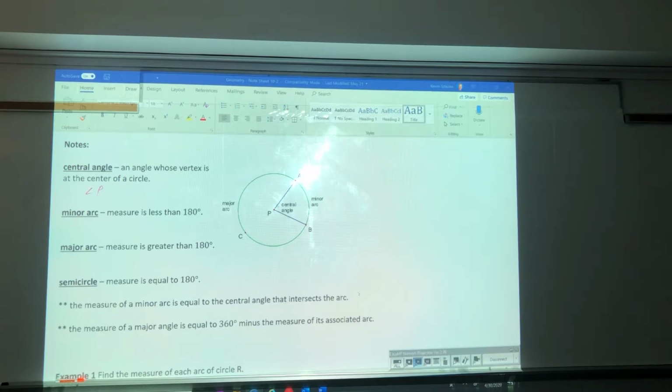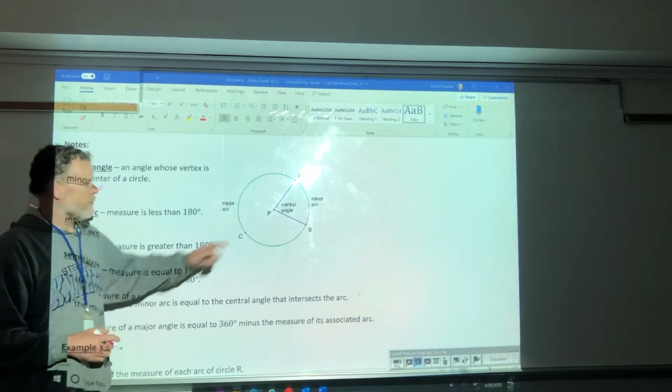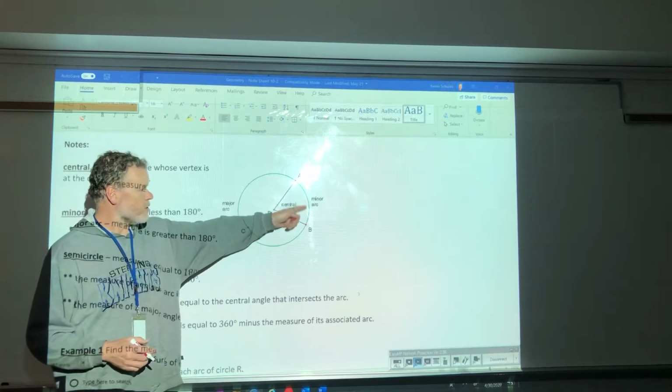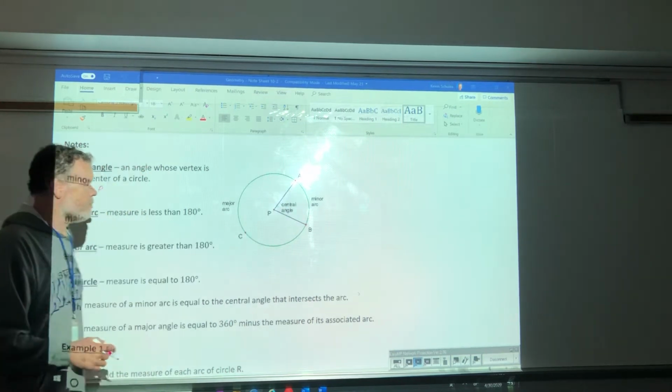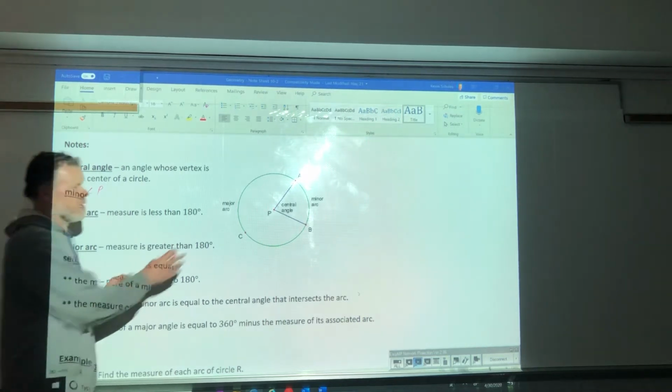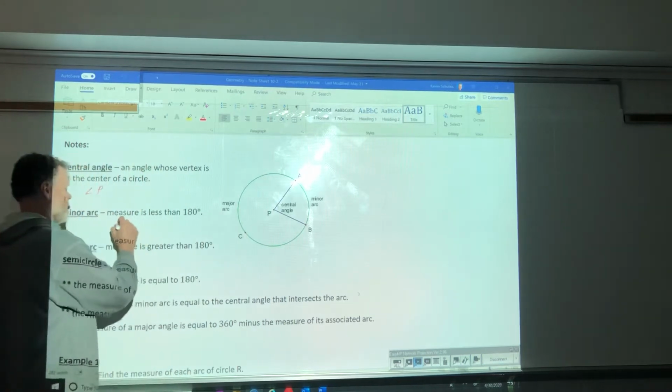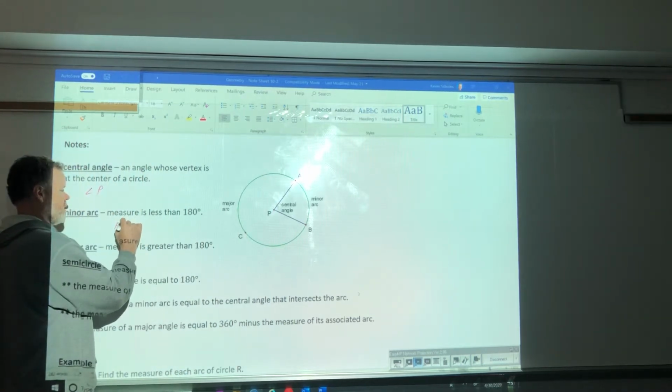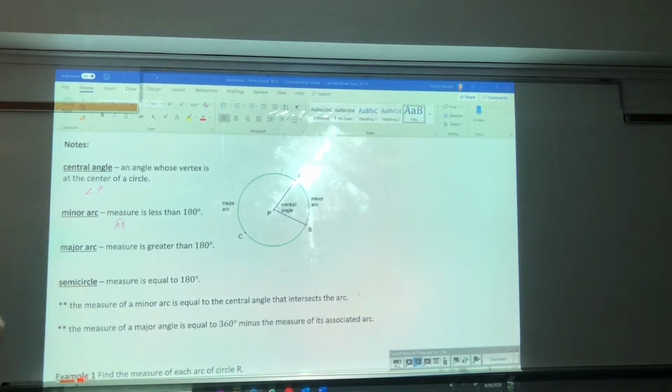And the next thing we're going to look at is an arc. The first thing we'll look at with respect to arcs is your minor arc. Your minor arc is going to be less than 180 degrees. So your minor arc here would be arc AB. And we draw that like this, AB with a little arc over it. That's how we're going to show arc.